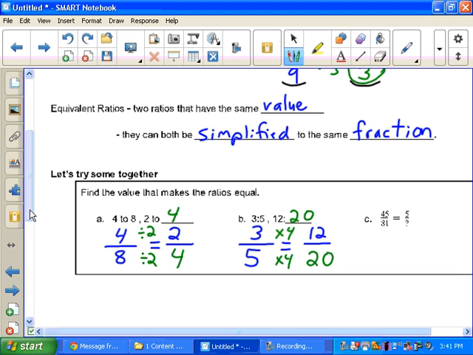Example C is already in fraction form. In order to get from 45 to 5, will I multiply or divide? That's right, I'm getting smaller, so I need to divide. What do I divide 45 by to get 5? 9. So I want to do the same on the bottom. 81 divided by 9 is going to equal 9. So 45 over 81 is an equivalent ratio to 5 over 9.